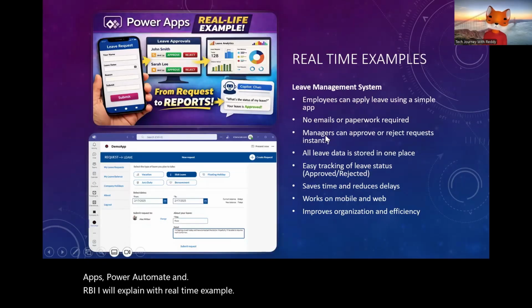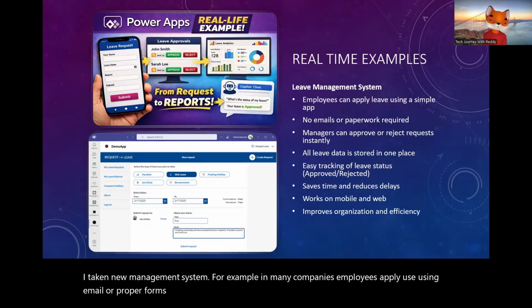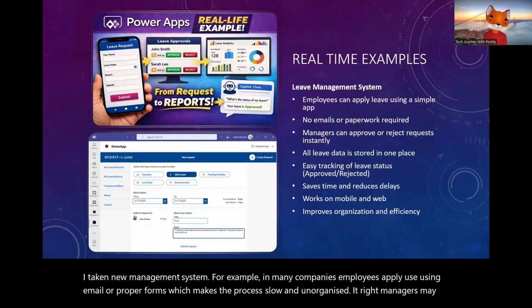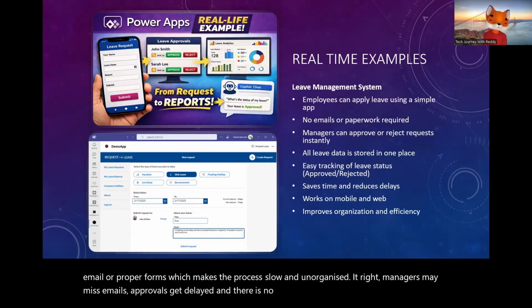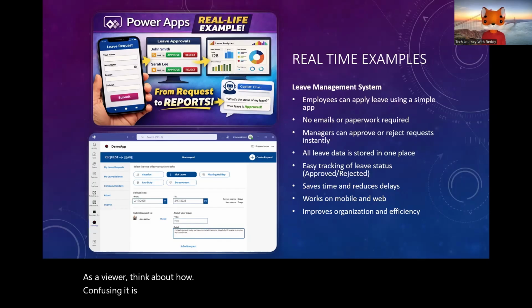Example, like I take a leave management system. For example, in many companies, employees apply for leaves using email or paper forms, which makes the process slow and unorganized, right? Managers may miss emails, approvals get delayed, and there is no proper tracking system. For you as a viewer, think about how confusing it is when there is no clear status of the request. This is a common real-world problem, right?